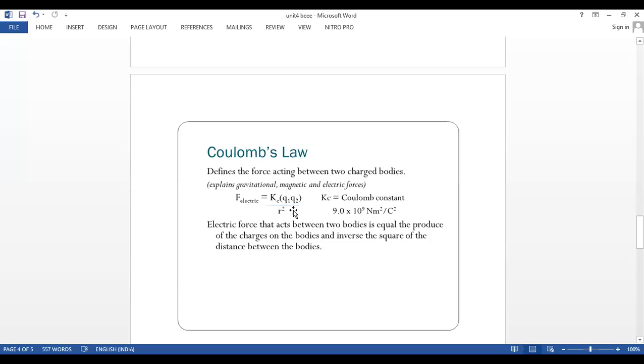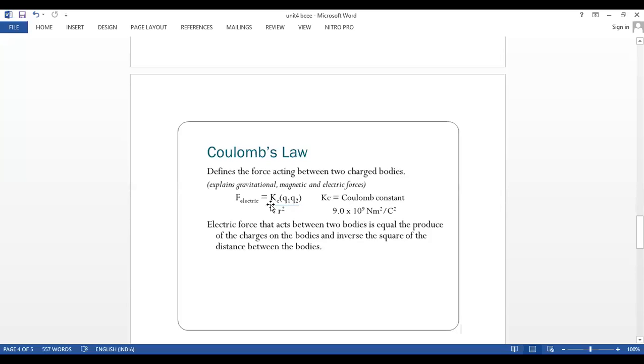Now, this K explains the amount of force. Remember this value. There is no proof needed for you as you are in Polytechnic. The electric force that acts between two bodies is equal to the product of two charges. Here, read out this value: 9 into 10 power 9. Visible, all of you? So you must remember this value. As you are in diploma, no need to prove this, but I'll show you the proof also.